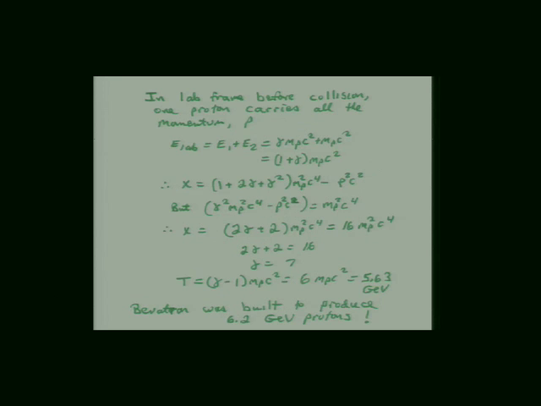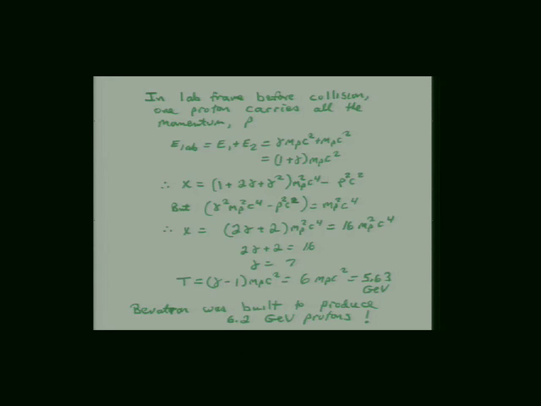Now I have to go back and look at the lab frame, because that's where I'm designing my experiment. My machine's going to be in the laboratory frame. So in the lab frame, I've got a stationary target proton and a moving projectile. So one proton carries all the momentum. So in the laboratory, the total energy is the sum of the energy of the stationary proton and the moving one.